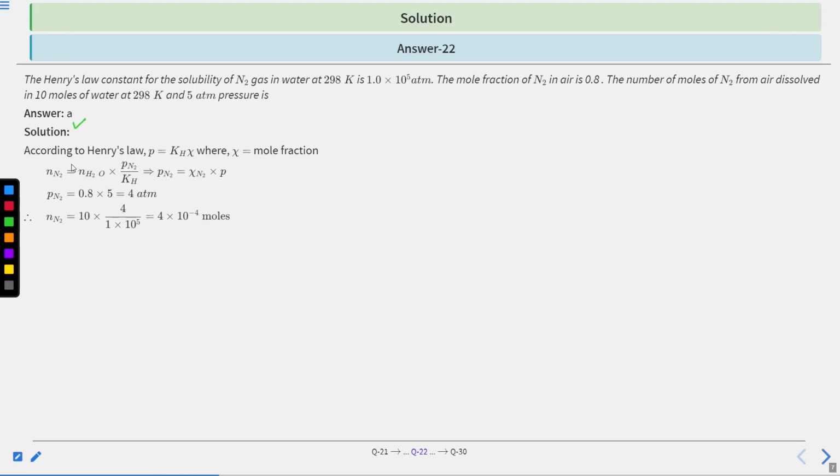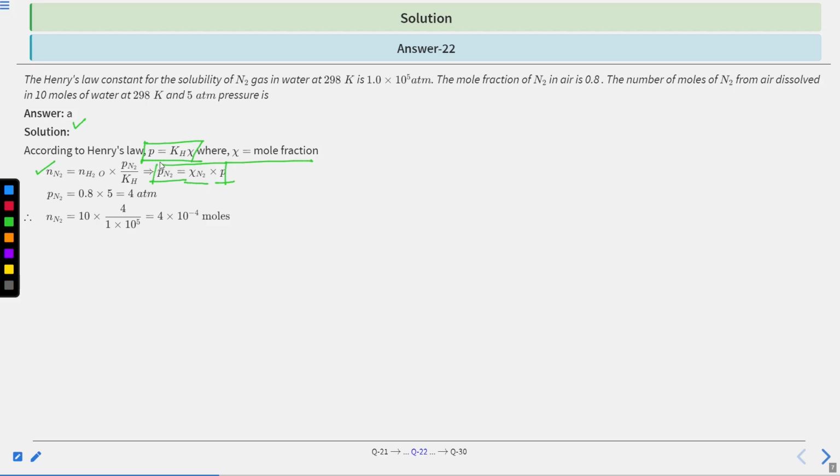Let's see how. According to Henry's law, we know that pressure equals the Henry's law constant for the solubility multiplied by the mole fraction. Here X is the mole fraction, and the number of moles of N2 equals the number of moles of H2O multiplied by the pressure of N2 divided by KH. We just interchange the terms in this equation and add some more terms, and it is given that the pressure of nitrogen is the mole fraction of nitrogen into P, right? This is the equation we know.